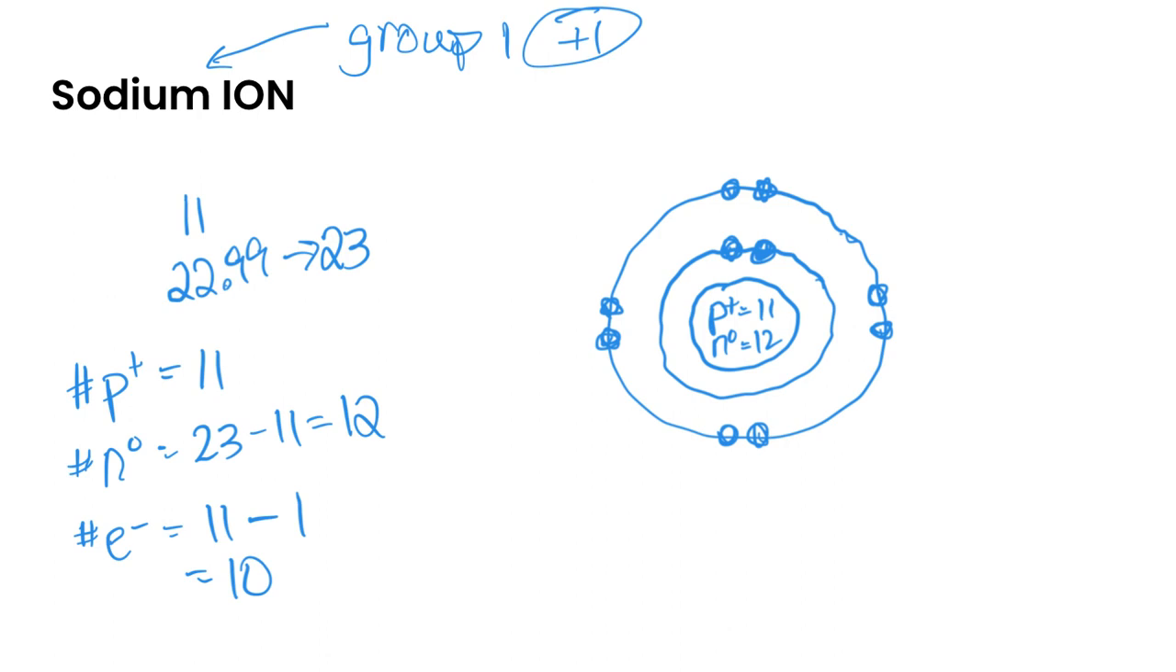The last thing we need to do anytime we have an ion is put square brackets around it, and then we also indicate the charge outside. So this would have a +1 charge, and we would put square brackets around the Bohr-Rutherford diagram. Let's try one more example.